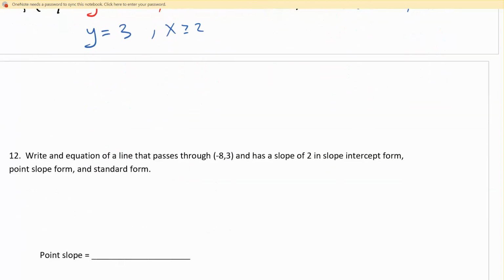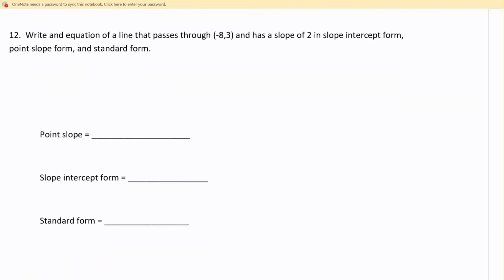The next problem, write an equation of a line that passes through -8, 3 and has a slope of 2 in slope-intercept form, point-slope form, and standard form. So let's put this in point-slope form first, because we're given a point and a slope. So point-slope form would be y minus 3 equals our slope 2 times x minus a -8 turns that into a +8. So there's point-slope form.